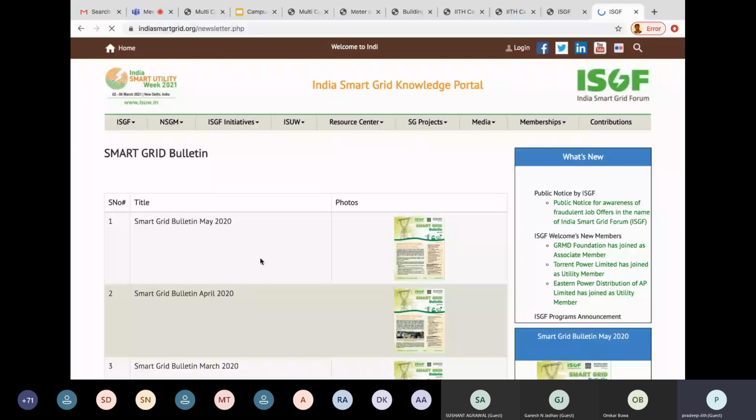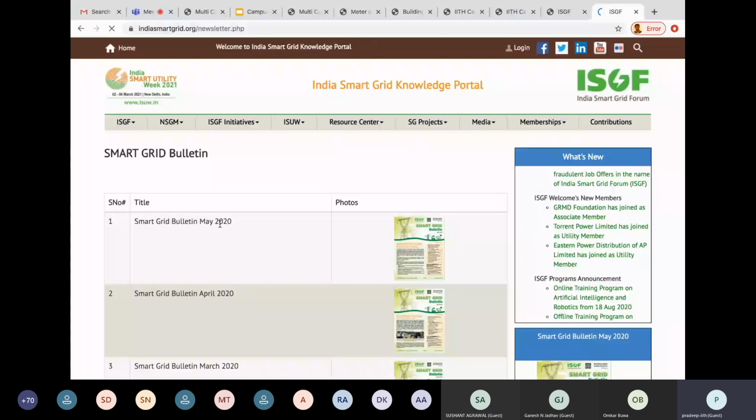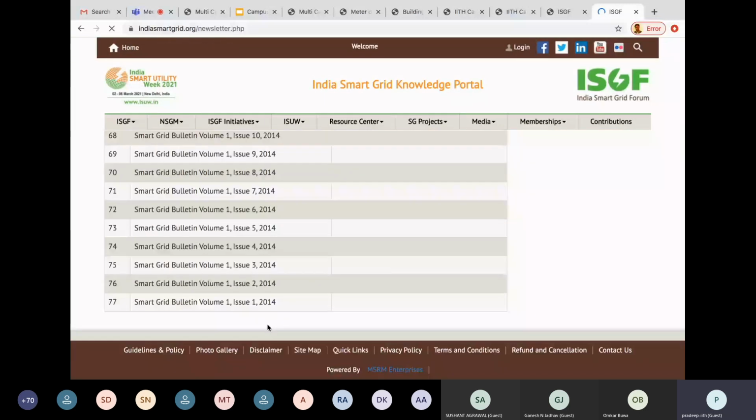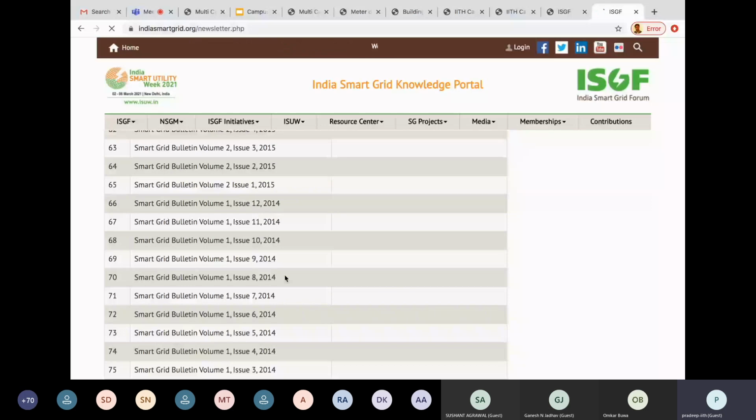But May, April, March, like that, if you keep on going, right from January 2014 onwards to 2020, 6 years, each 6 into 12, about more than 70. So 77 reports are available. So a huge amount of information is available on Smart Grid.